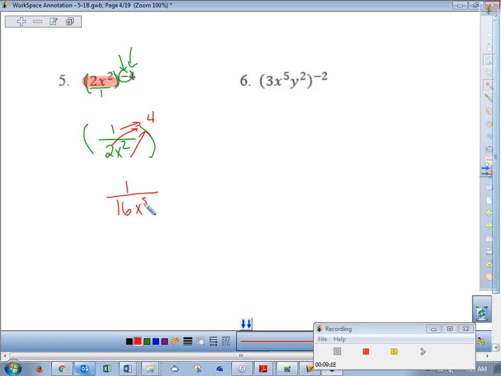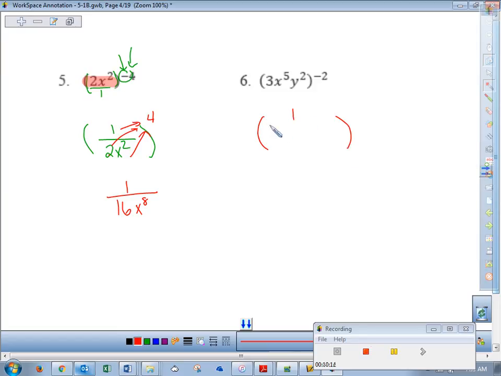Multiply and get x to the 8th. Cool? So when you have an entire quantity raised to a negative exponent, the best idea is to reciprocate the base. We have that. Again, I have an entire quantity raised to a negative exponent. Can anything inside clean up, though, before I get started? No. So reciprocate this base.